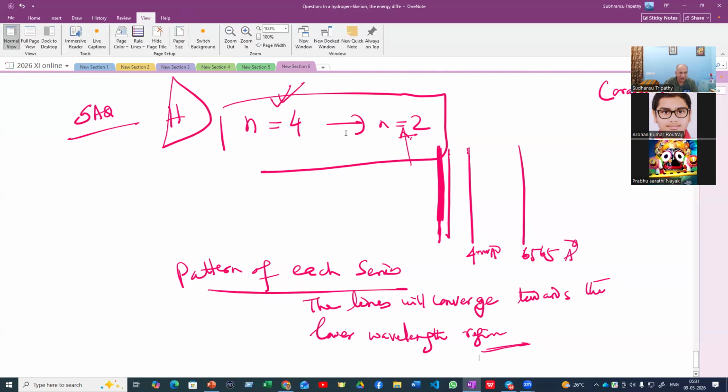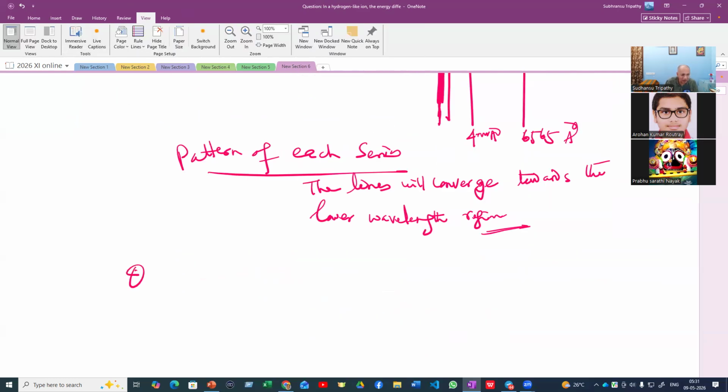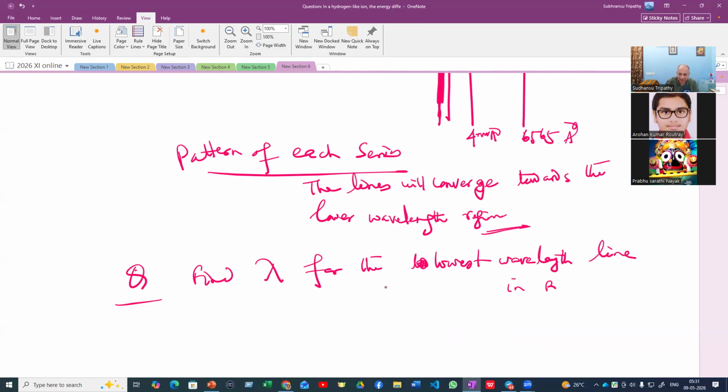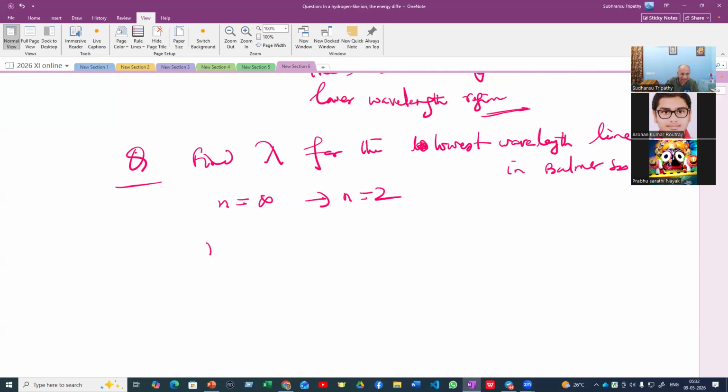That means, find the lambda for the lowest wavelength line in Balmer series. That means from n is equal to infinity to n is equal to 2. That means E infinity is equal to minus k 1 square by infinity square, that is equal to 0.